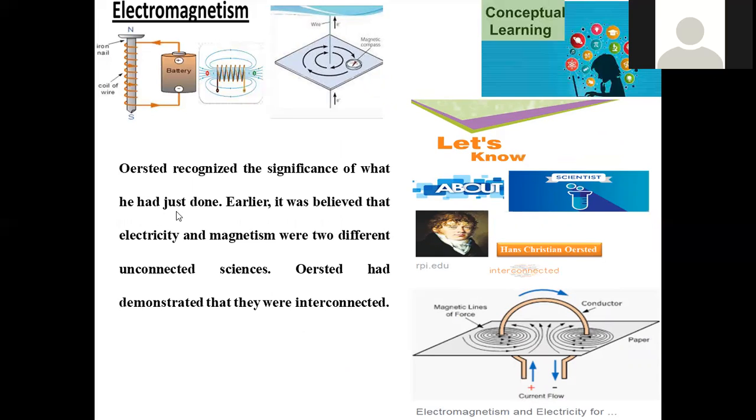Oersted recognized the significance of what he had just done. It was believed that electricity and magnetism were individual things, distinguishable, in no way interrelated, unconnected in science. That was the perception before the research of this scientist called Oersted.